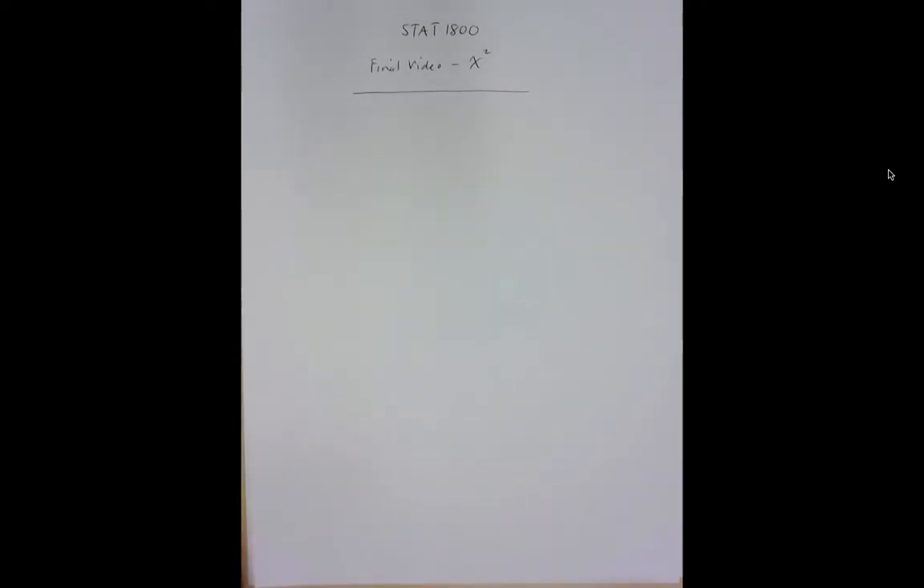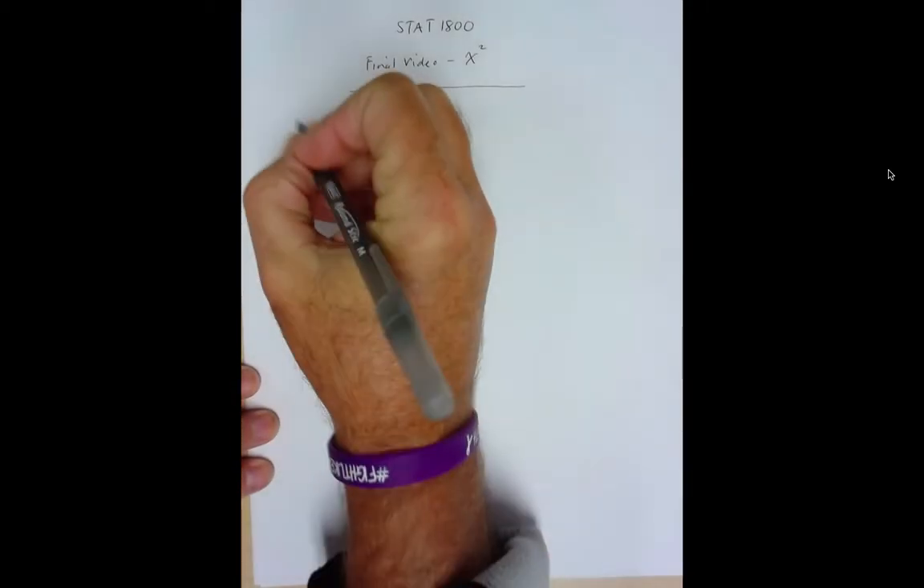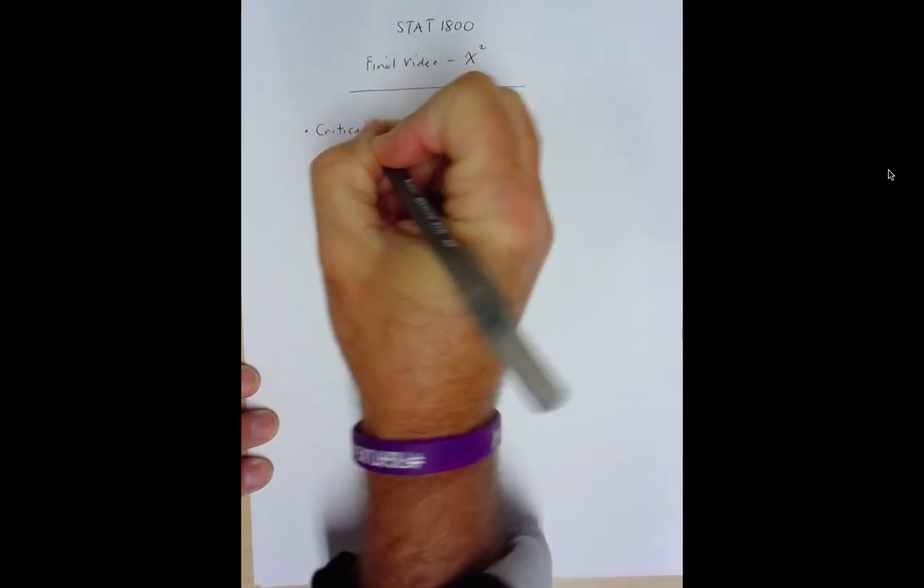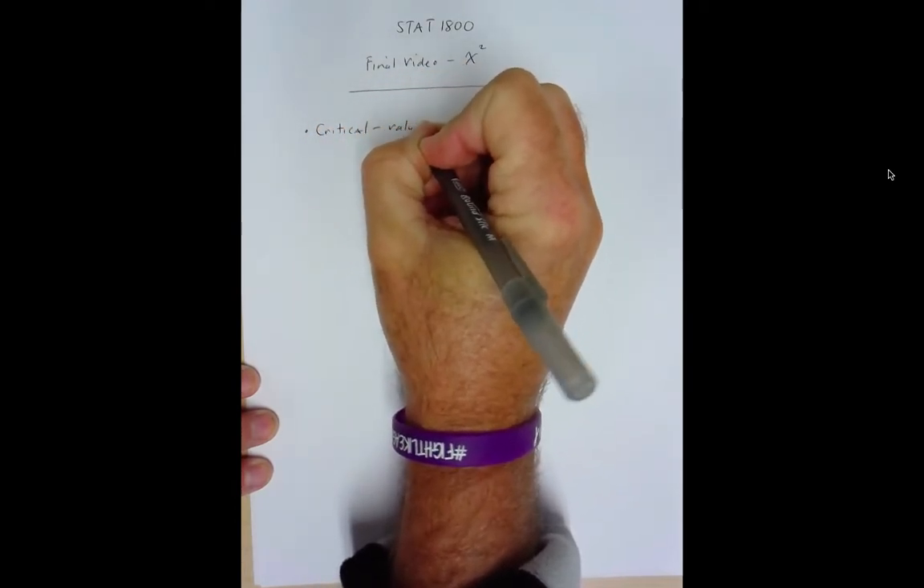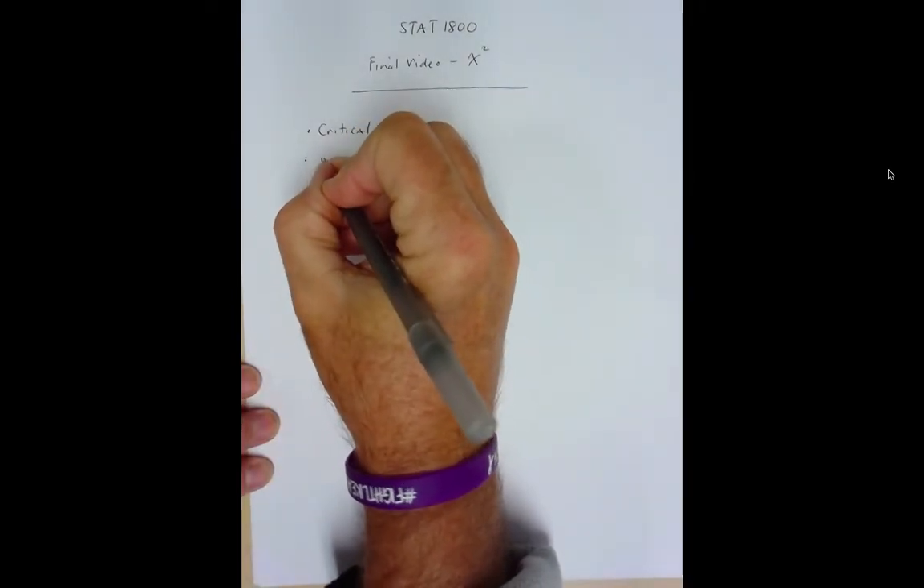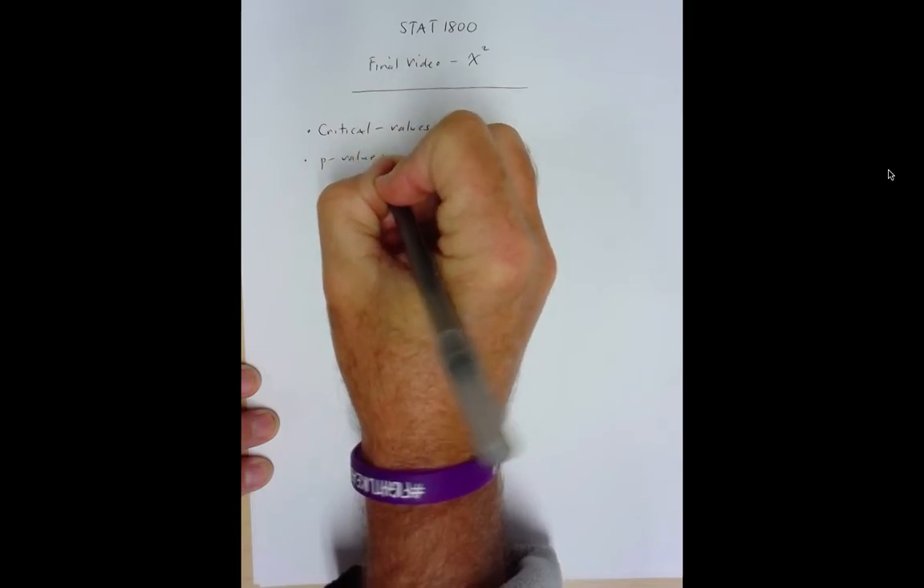Actually, I intended for the previous video to be the final video on chi-square, but I thought about something else I wanted to teach. So you maybe noticed that the previous video kind of ended abruptly. So that's what's going on. The purpose of this video is just to look at critical values and how to calculate p-values.